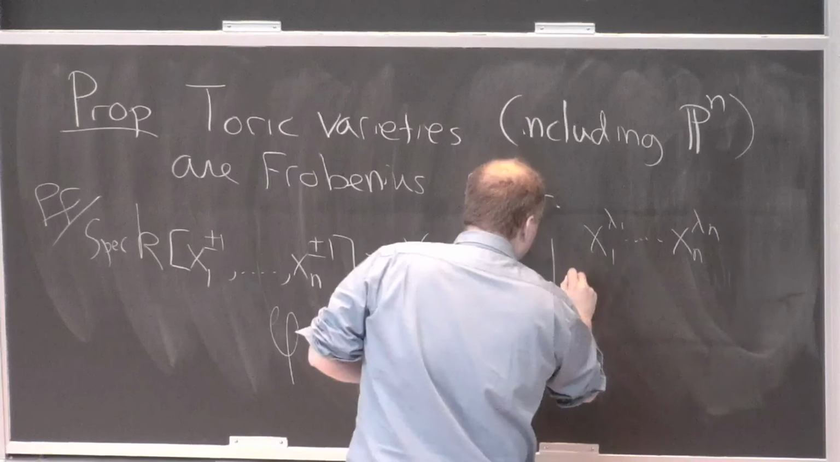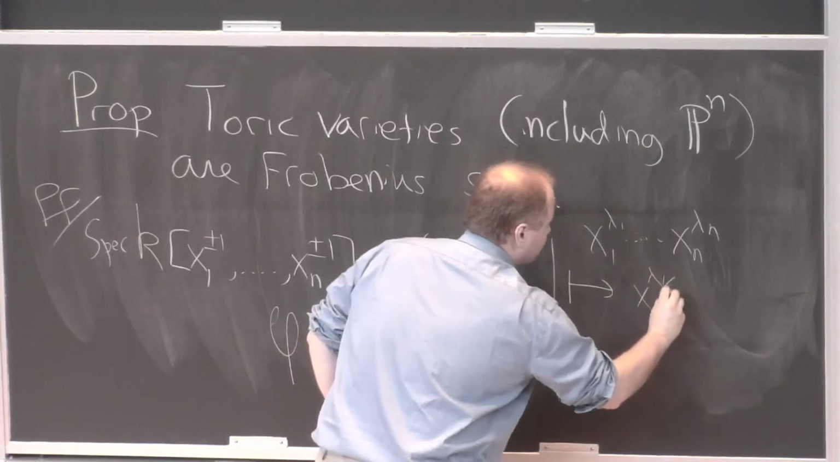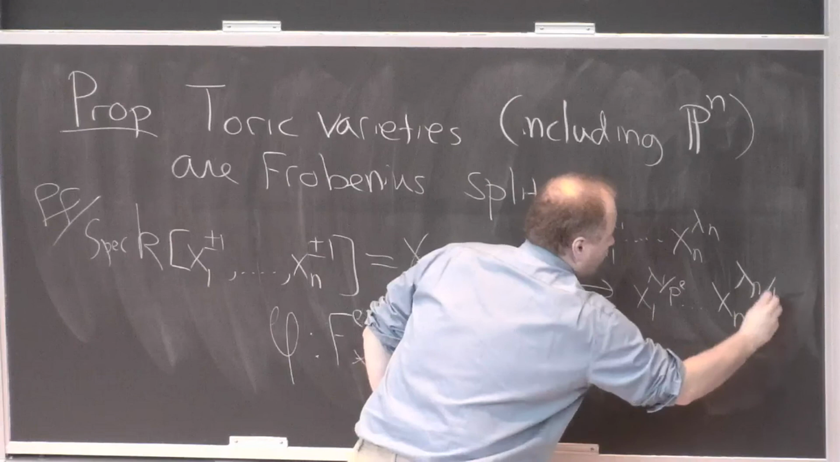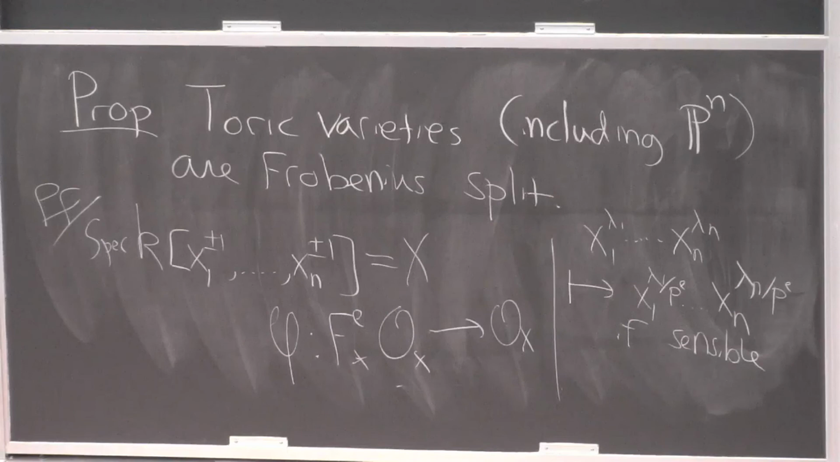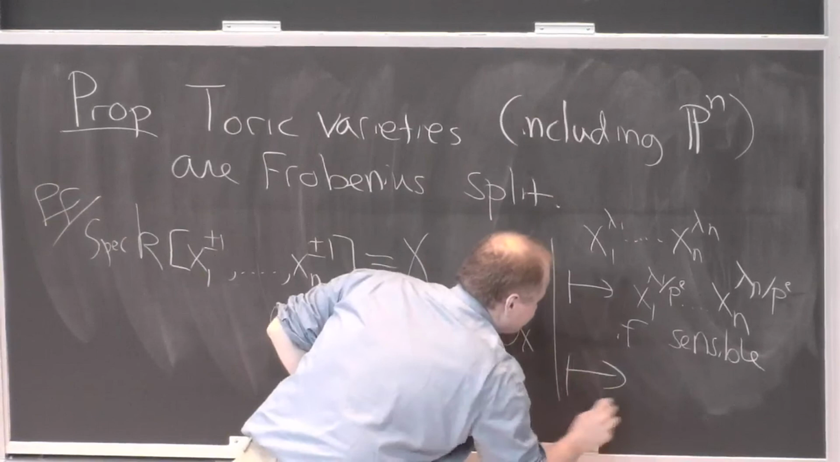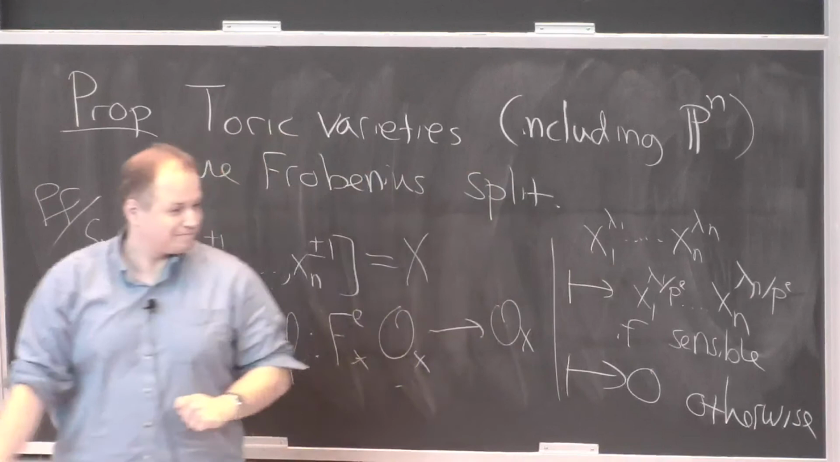And so a general monomial is going to get sent to x1 to the lambda 1 over p^e, through xn to the lambda n over p^e, if that's sensible, if those are integers. Otherwise, we just send it to zero. And that works. That lifts to the whole thing.